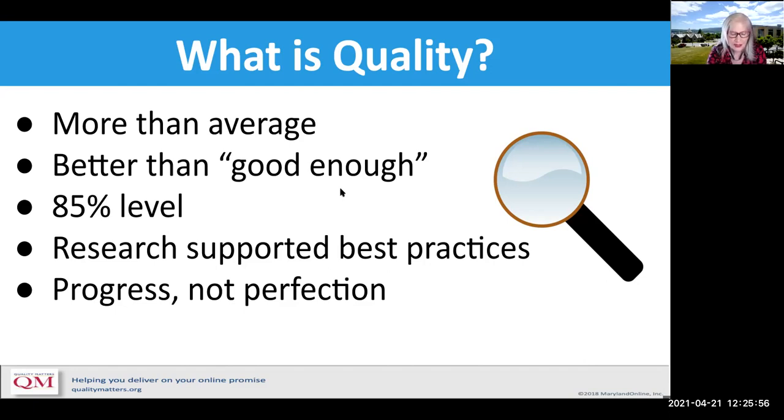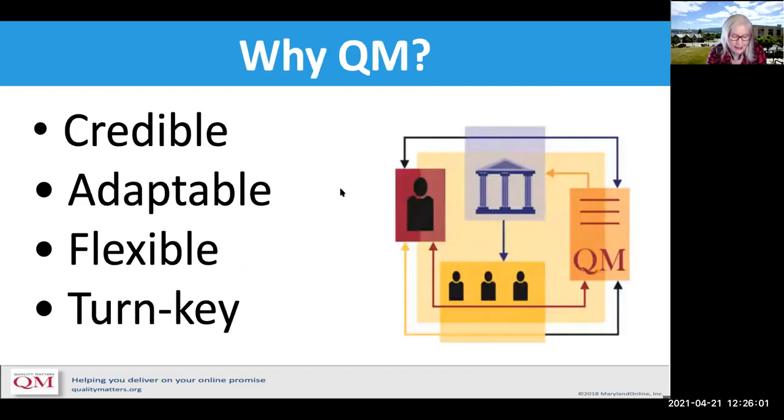Progress, not perfection. We all know that none of us is perfect. So Quality Matters quality assurance is an open, supportive environment with a continuous improvement approach. And Quality Matters is really credible because the results show, as you saw, how many institutions are using Quality Matters, and the results are really amazing.